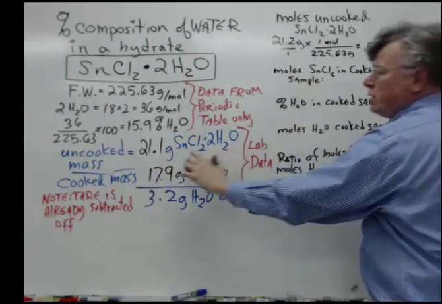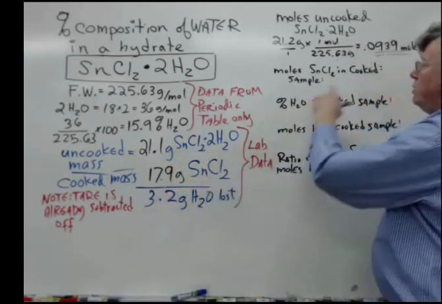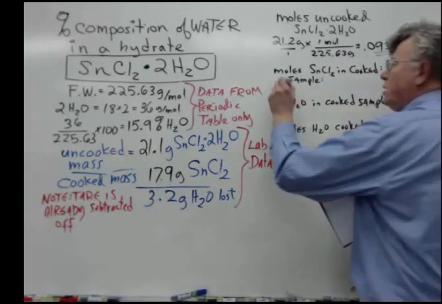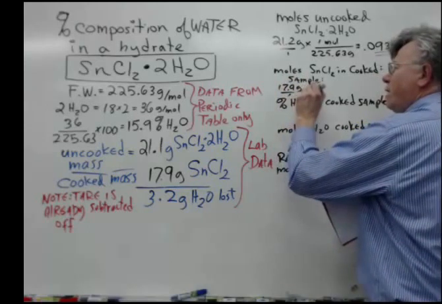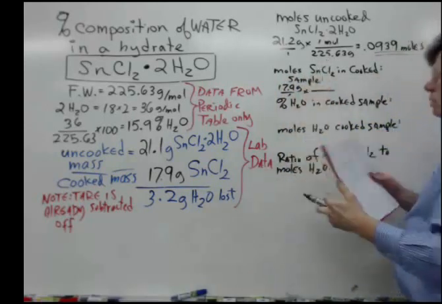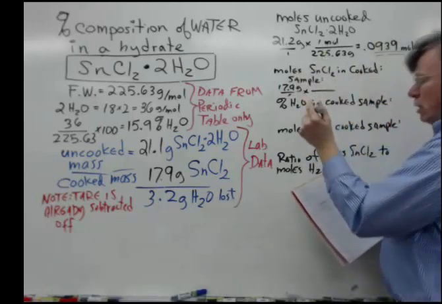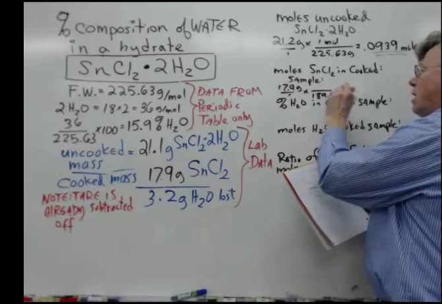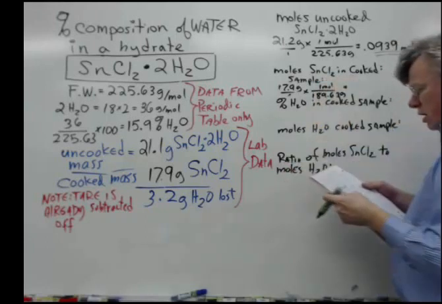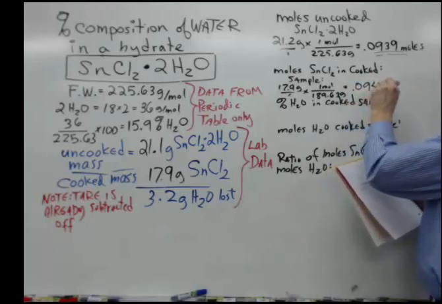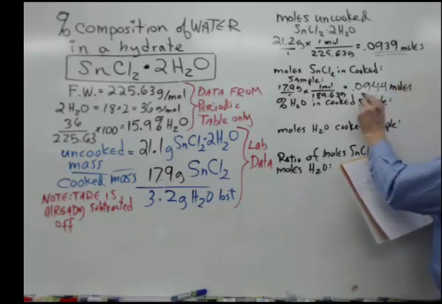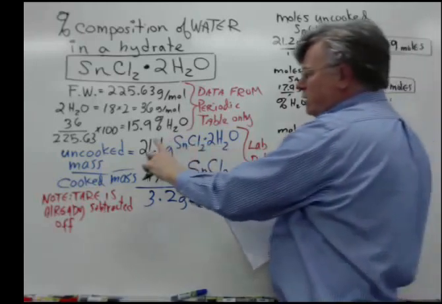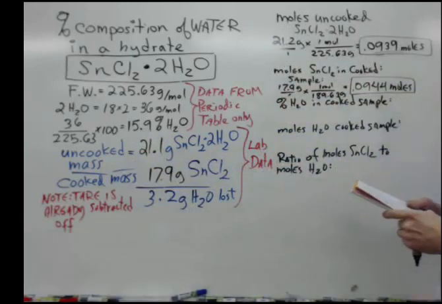Let's compare that with the amount of moles of tin(II) chloride we had in the cooked sample. So now that calculation is going to be this mass here, 17.9 grams. I'm going to divide that by the molar mass of just the tin(II) chloride, which is less than this, having subtracted off the water, 189.63 grams per 1 mole. Okay, so the calculation for that is 0.0944 moles. Notice the similarity between this number and this number here. They should have been identical had we had exactly the right amount of water cooked off, but as you can see, they're not quite the same.